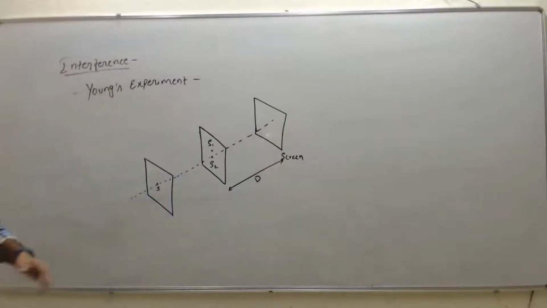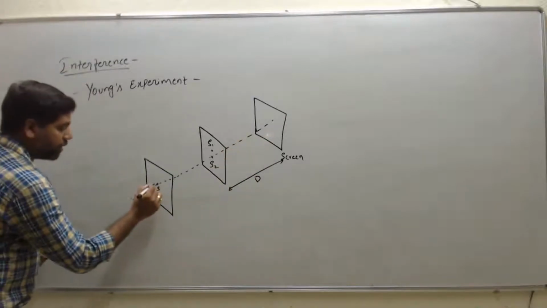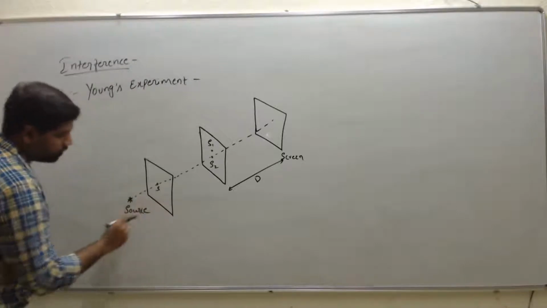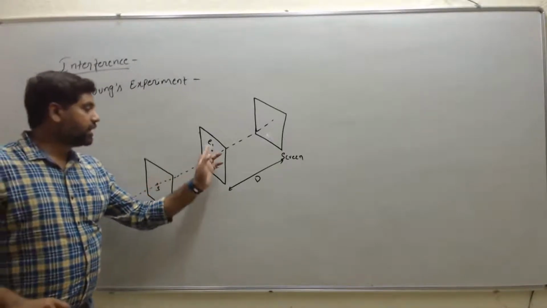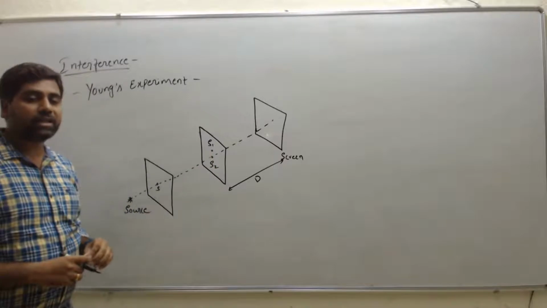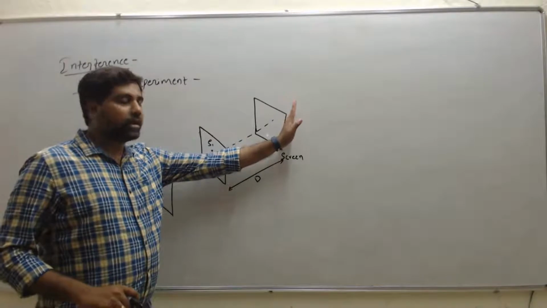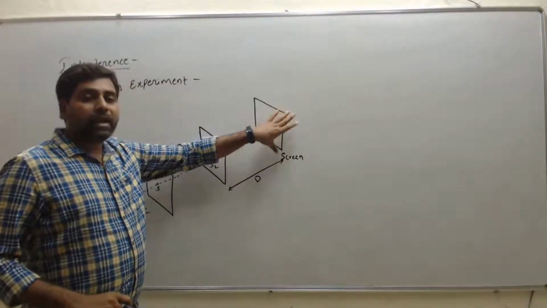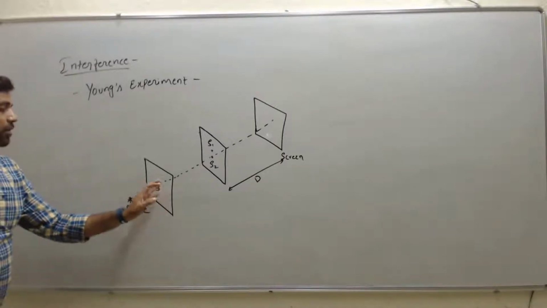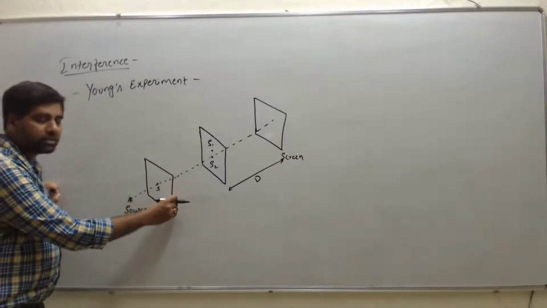So we have three opaque screens. On the first screen, he made one pinhole. In the second screen, he made two pinholes, called S1 and S2, separated by a very small distance. And here is one more opaque screen, where we get the interference pattern. The source is kept behind the first screen, that is, he made one pinhole, and a bright source is kept behind the first screen.